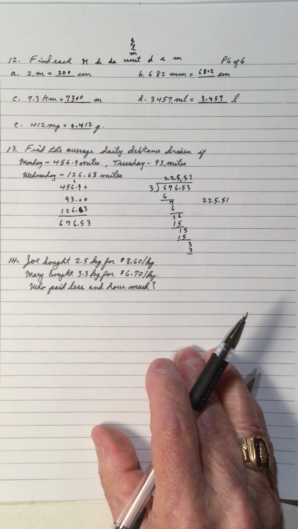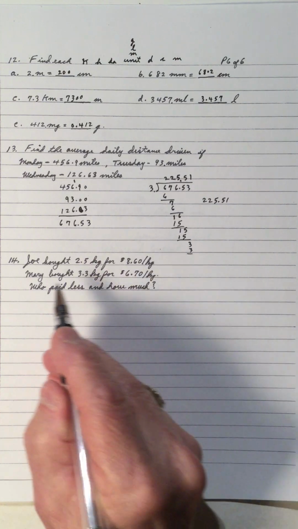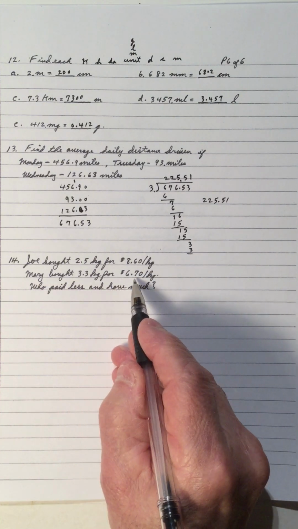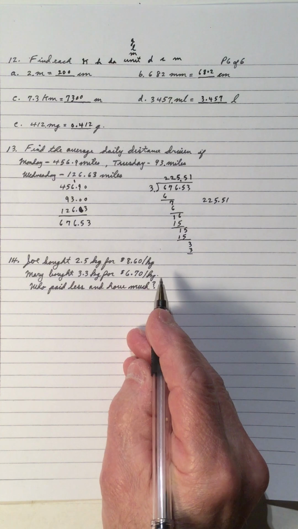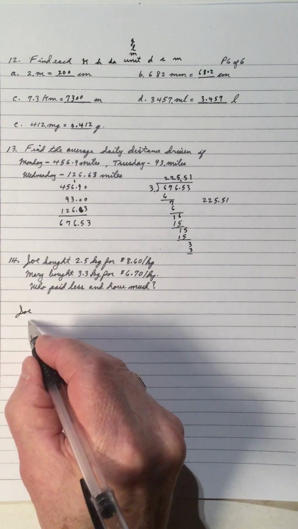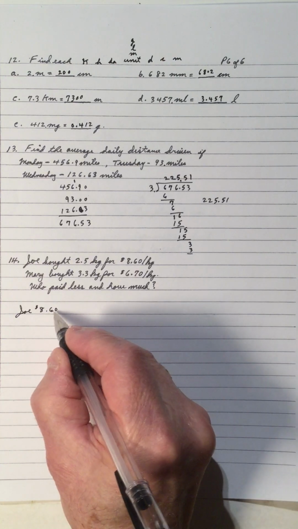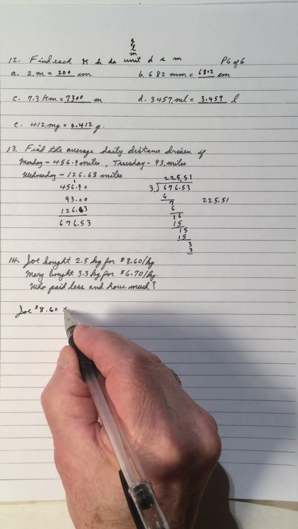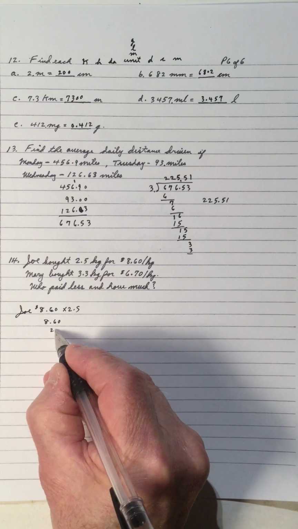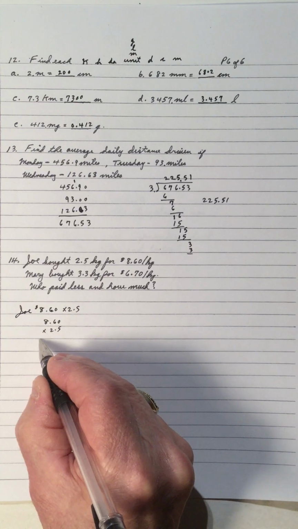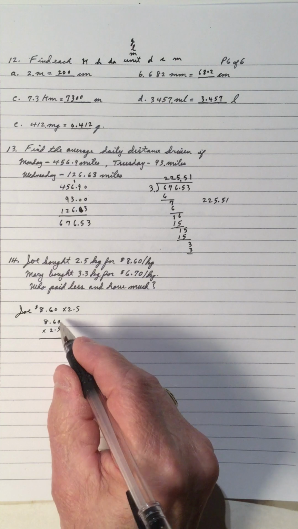And we have one more to do. Joe bought 2.5 kilos for $8.60 a kilo. Mary bought 3.3 kilos for $6.70 a kilo. Who paid less and how much? Well, let's look at Joe. Joe had $8.60 per kilo, and he bought 2.5 kilos. So that means 8.60 multiplied by 2.5. If you multiply that out, you'll get what Joe had. And again, you use your calculator, but let's multiply it.